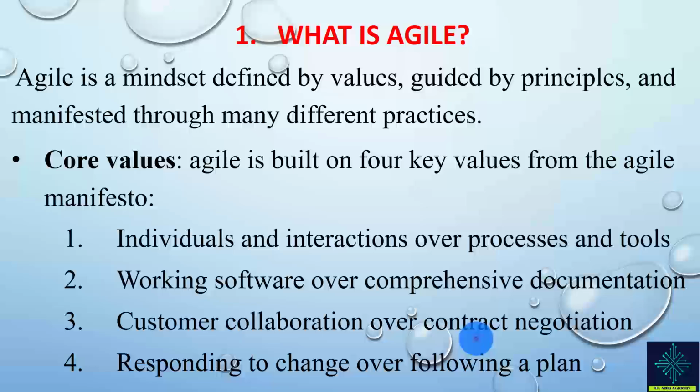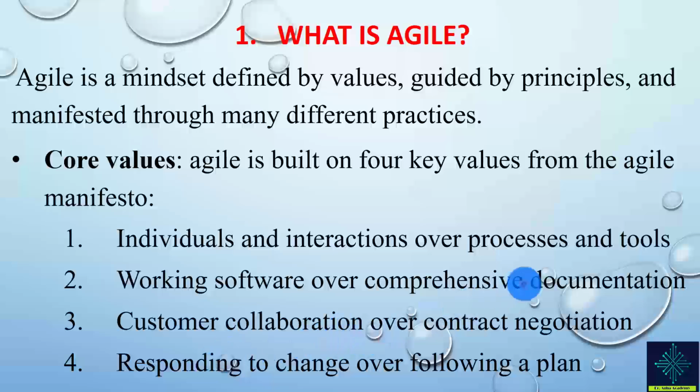Then we have customer collaboration over contract negotiation. We all know that in the traditional or classic ways of project management, we care more about defining the stakeholders' requirements. So first of all we have to identify the stakeholders and then go into identifying and defining the stakeholders' requirements. And then the collaboration with the stakeholders would decline when we go further into the project life cycle. But here, customer collaboration is done and maintained throughout the project life cycle. So more into customer collaboration.